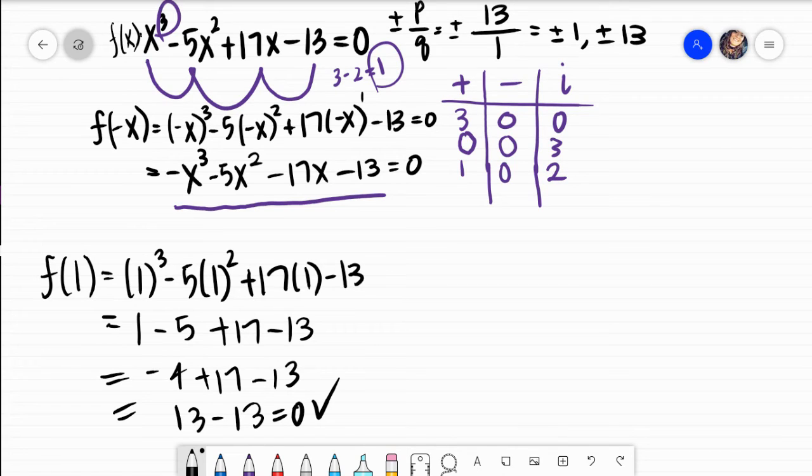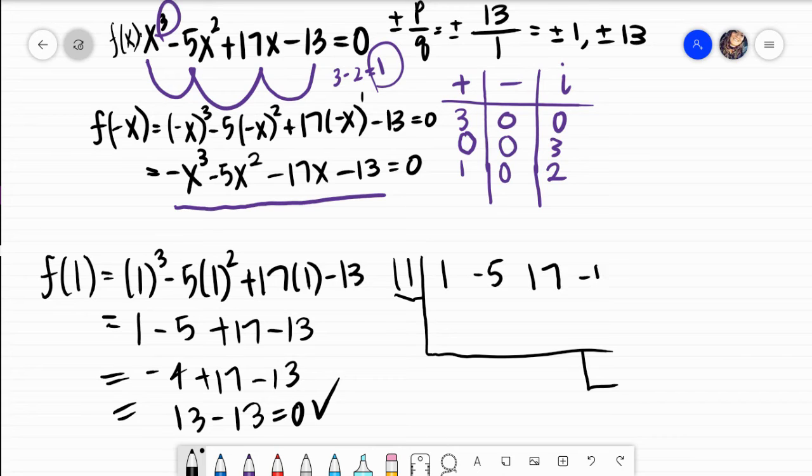Now, that is good as far as seeing if it's going to work as far as giving me a remainder of 0 in the synthetic division, but that actually doesn't give me the actual quotient as if I had divided by 1. So I do want to go ahead and divide by 1. And what I have here is the 1, negative 5, 17, and negative 13. Those are the coefficients for my original function.